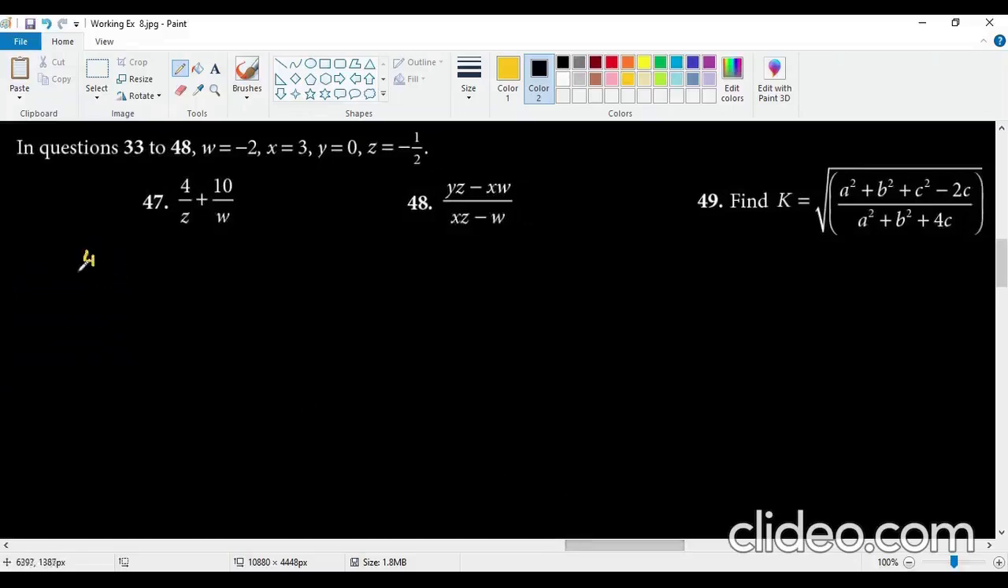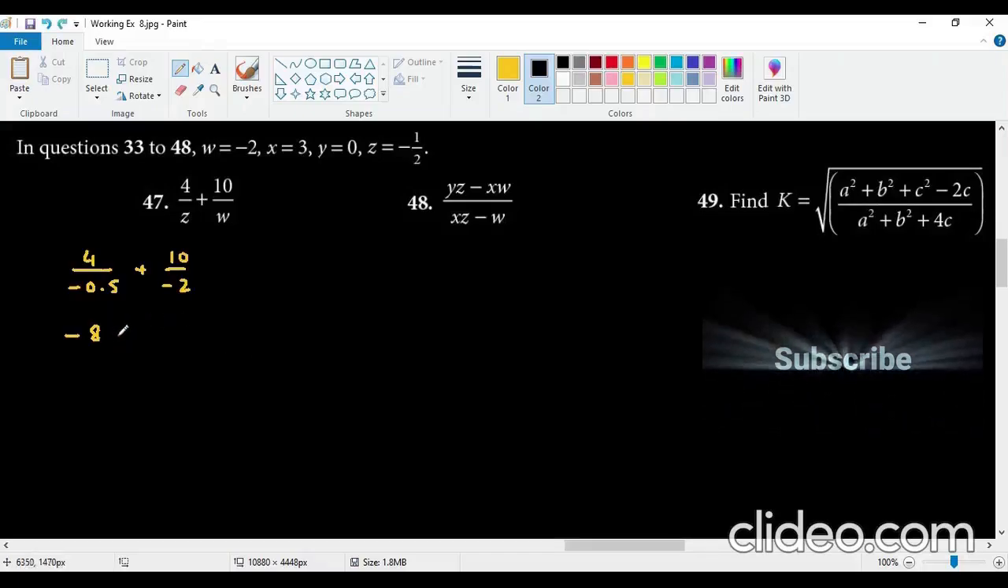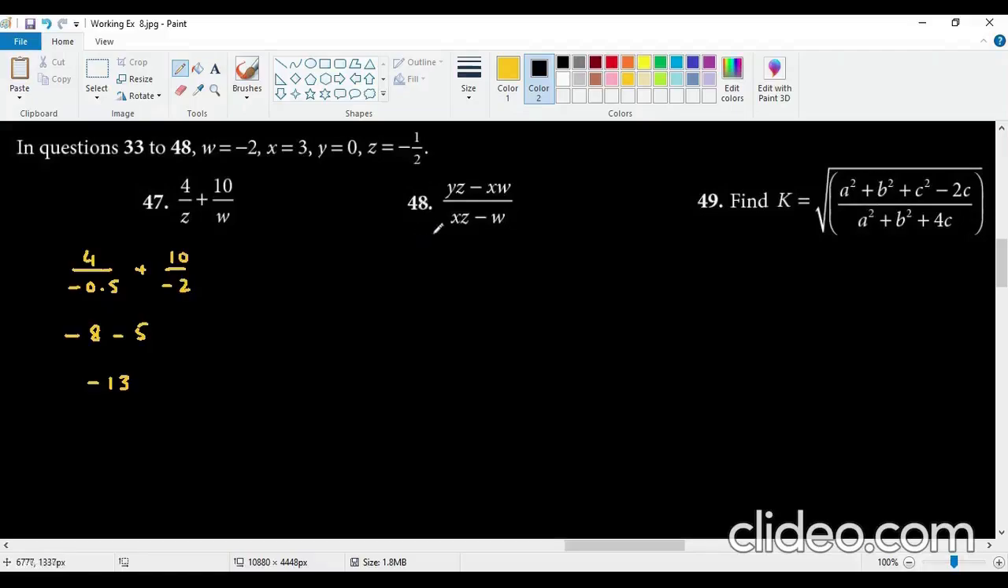Next comes question number 47. 4 is divided by the z value, which is negative 0.5, and plus 10 divided by negative 2. So when 4 is divided by negative 0.5, it's going to give you negative 8, plus it's going to be minus 5. So negative 13 is going to be your answer.